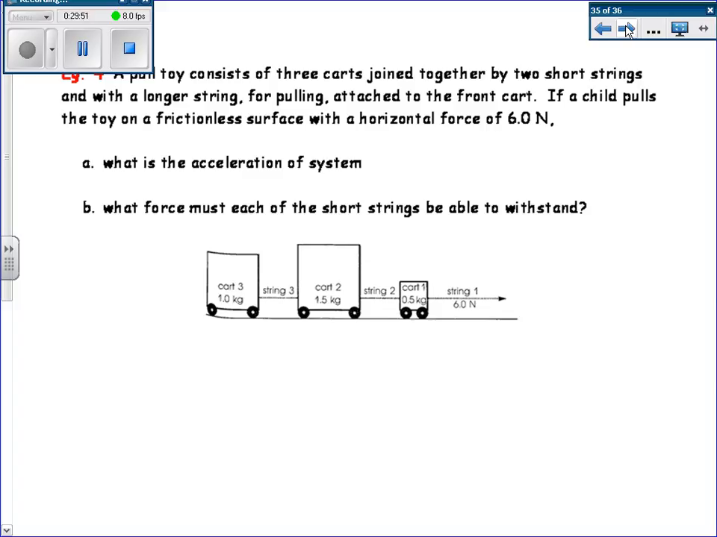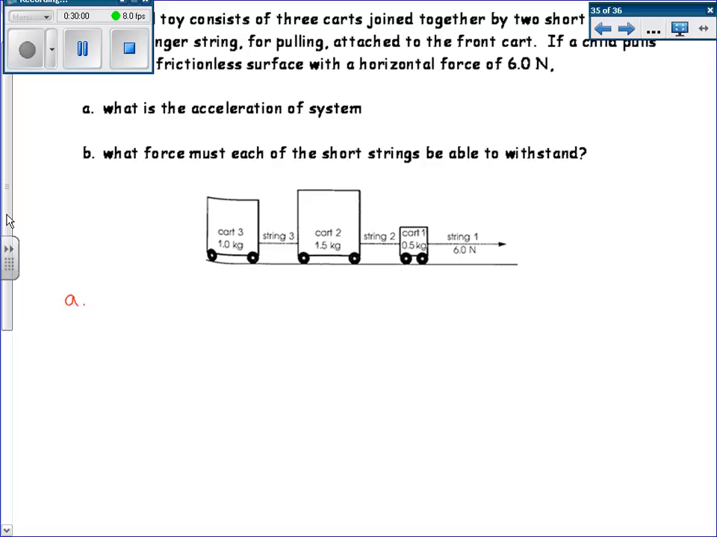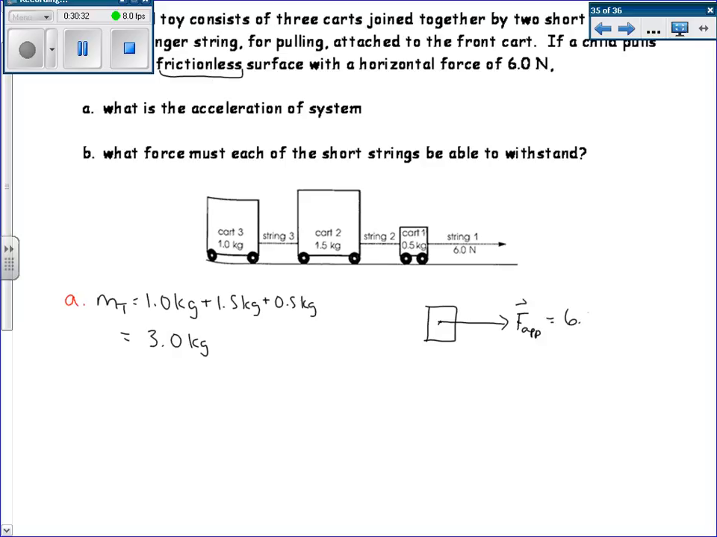So we got two different things going on here. To find the acceleration of the system, we're going to look at the masses as one. If we want the acceleration of the system, we want to find the total mass, which is going to be 1 kilogram plus 1.5 kilograms plus 0.5 kilograms, or 3. And then we're on a frictionless surface, so there's no friction. So if we draw a free body diagram for the system, the only force acting on that is a force applied forward of 6 newtons.